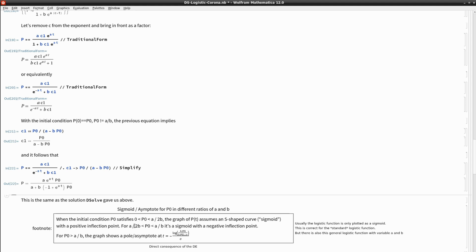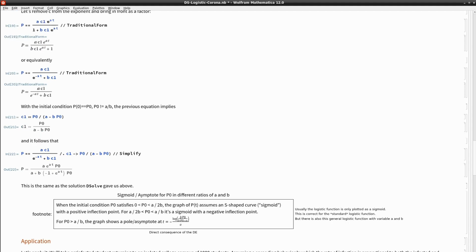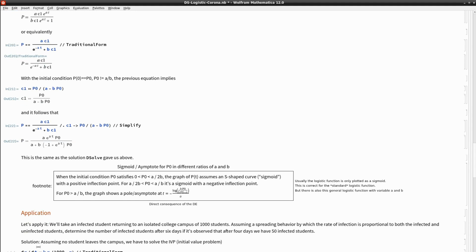For a divided by 2b being less than p0, less than a over b, it's also sigmoid, but now we have a negative inflection point. And for p0 larger than a over b, the graph shows a pole at this particular point. So we have to be careful. The solution is not always a sigmoid function, but the standard logistic function is, and that is usually the more interesting case. Okay, as a next step, let's apply it to a very simple problem.